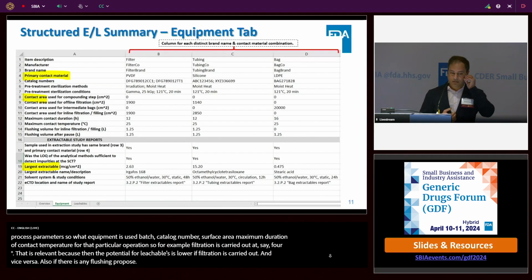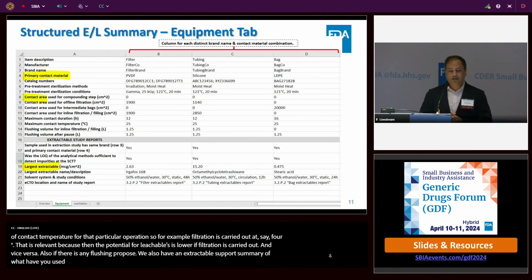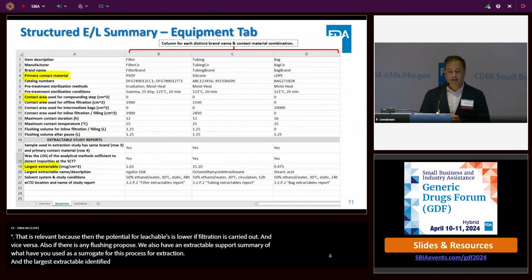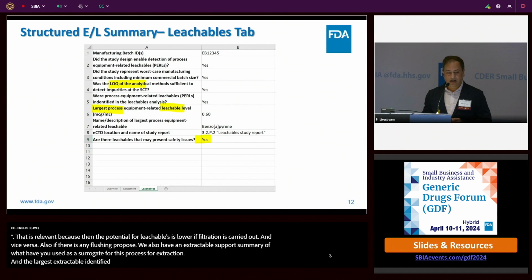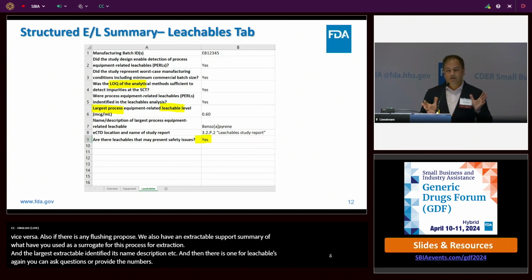and then along with that, you have extractable study report summary, where what have you used as a surrogate for these process parameters in your extraction, and then largest extractable identified, its name, description, etc. And then similar information can be in the third tab for leachables. Again, you can answer some of these questions, or you can actually provide the numbers. So it's up to the applicant. But this is the type of structured summary that we are envisioning, that if we could get it, our life will be a little easier.